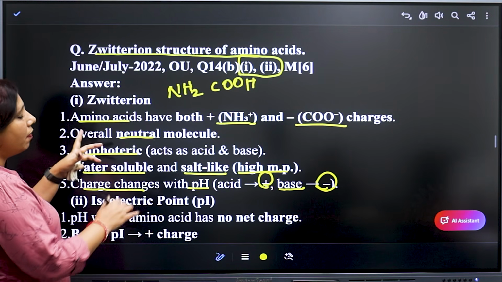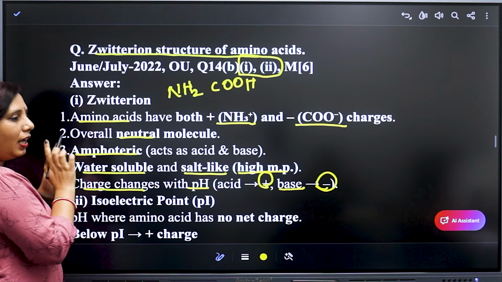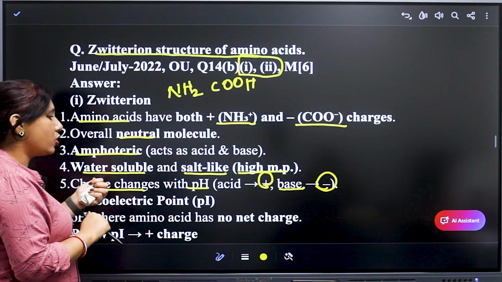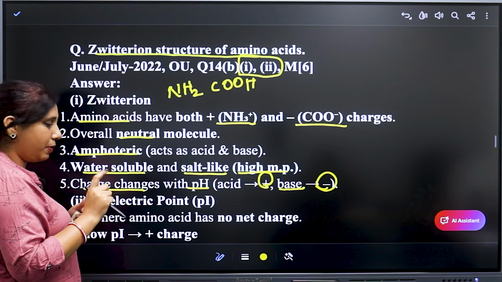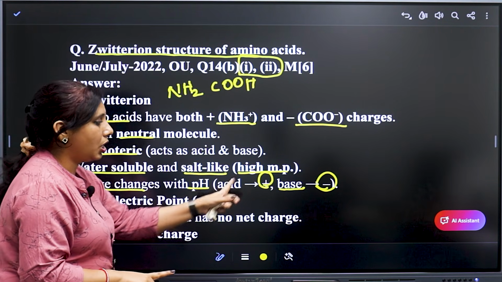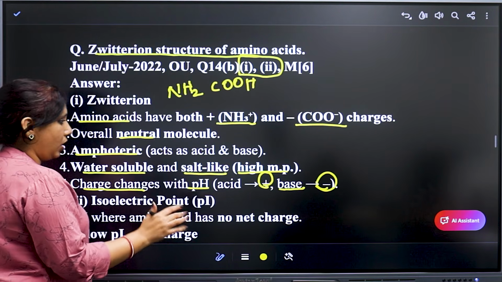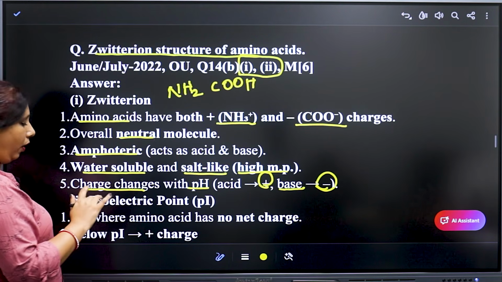What are the points we have? It has both plus and minus charges, is a neutral molecule, amphoteric in nature, water soluble and salt-like substance. Then the charge changes with pH. Acidic pH increases positive charge. Basic pH increases negative charge. These are the points for zwitterion.